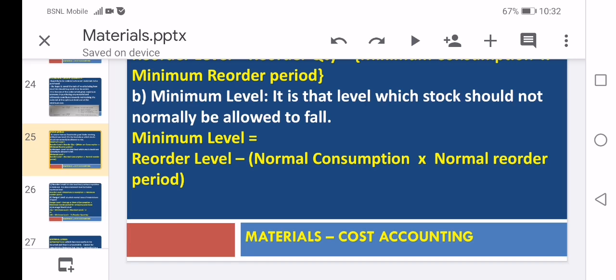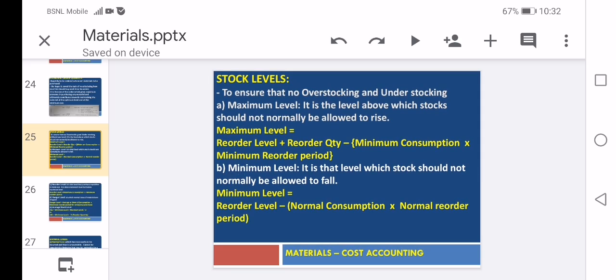Now let us focus our presentation on stock levels, which is the last technique of materials management and an important technique amongst all. To ensure that there is no overstocking and understocking, the stock levels are maintained. Overstocking is also a burden. Understocking also creates the problem of stopping or holding the production process. To avoid these situations, proper stock levels are maintained.